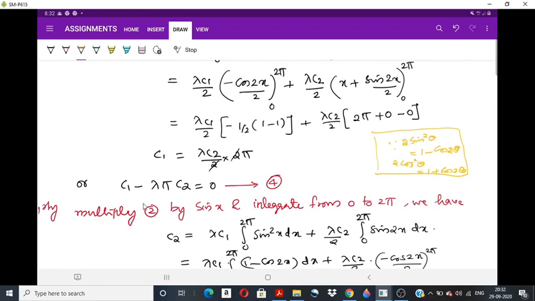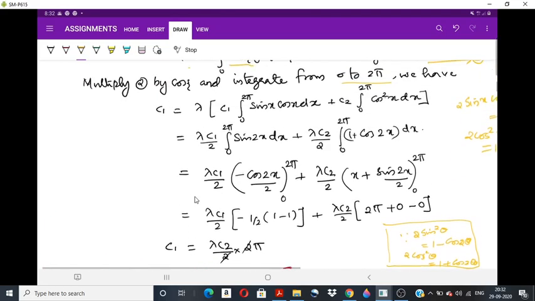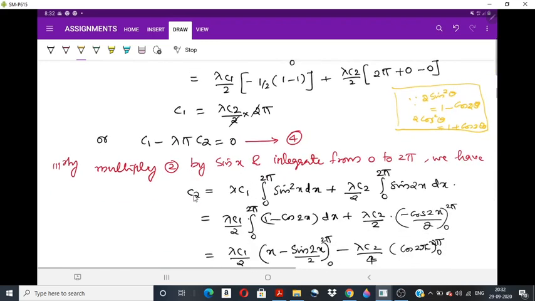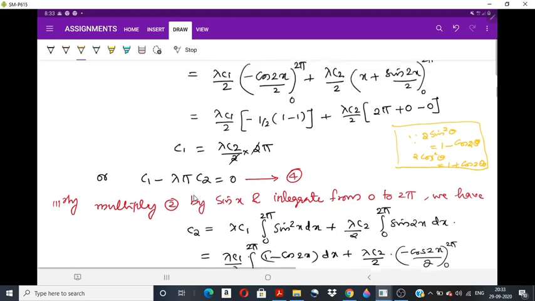So this is an equation connecting C1 and C2, and similarly we can form another equation connecting C1 and C2 by multiplying equation number 2 with sin x, because C2 contains integral 0 to 2 pi sin x into y of x dx. Then integrate over the interval 0 to 2 pi. Then the left side obviously will become C2, and on the right side we have lambda c1 integral 0 to 2 pi.